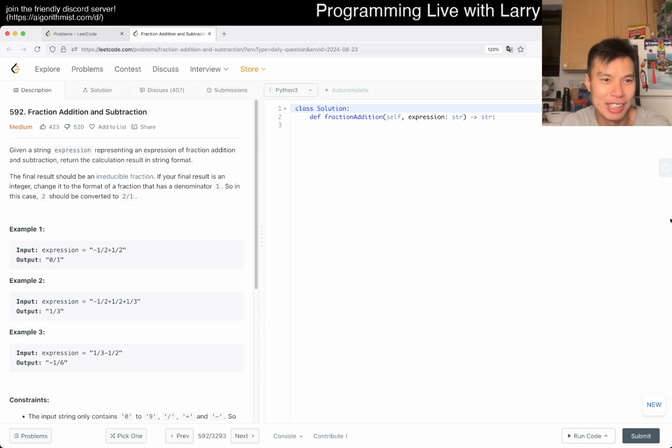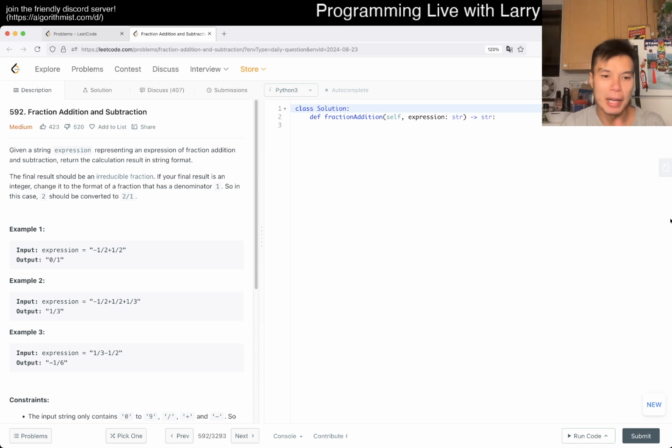All right, let's take a look at today's problem. Given a string expression representing an expression of fraction addition and subtraction, return the calculation result in string format. The final result should be an irreducible fraction. If your final result is an integer, change it to the format of a fraction with denominator 1.